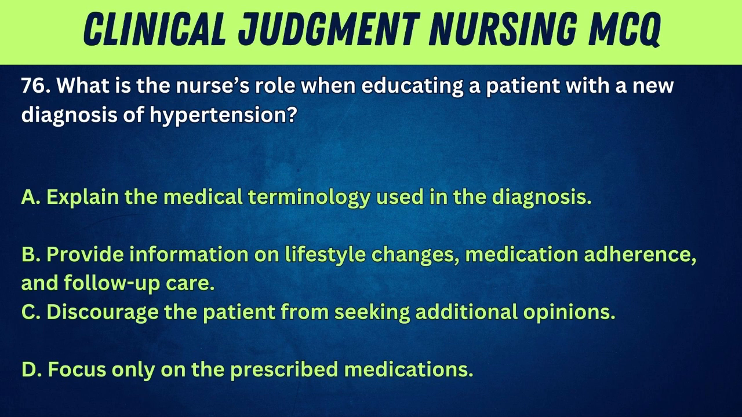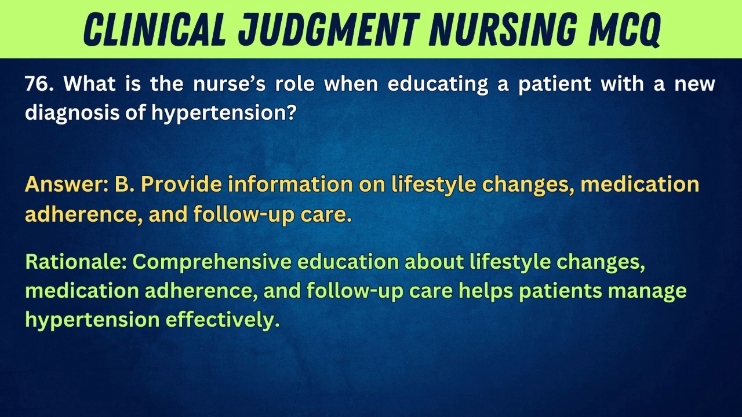76. What is the nurse's role when educating a patient with a new diagnosis of hypertension? A. Explain the medical terminology used in the diagnosis. B. Provide information on lifestyle changes, medication adherence, and follow-up care. C. Discourage the patient from seeking additional opinions. D. Focus only on the prescribed medications. Answer. B. Provide information on lifestyle changes, medication adherence, and follow-up care. Rationale. Comprehensive education about lifestyle changes, medication adherence, and follow-up care helps patients manage hypertension effectively.